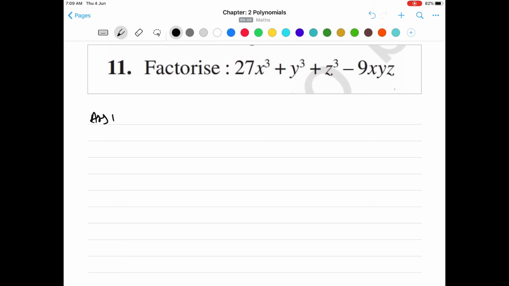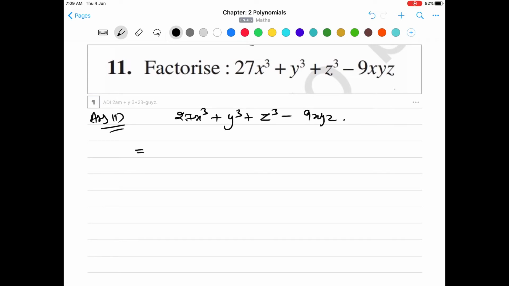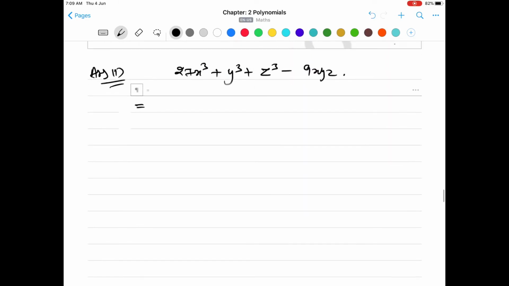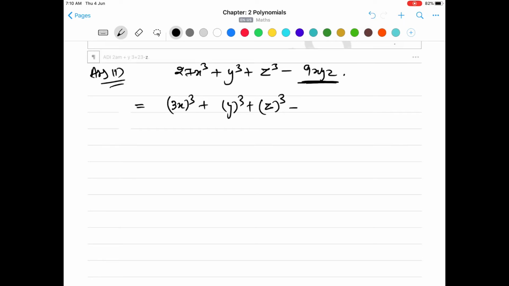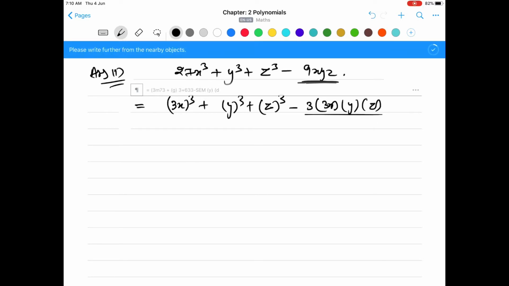Let's write it. Answer number 11. We have 27x cube plus y cube plus z cube minus 9xyz. This can be written as: 27x cube can be written as 3x whole cube, y cube can be written as y whole cube, z cube can be written as z whole cube. Then we can write this minus 9xyz as minus 3 into 3x into y into z. When you multiply this, you will again get the minus 9xyz.